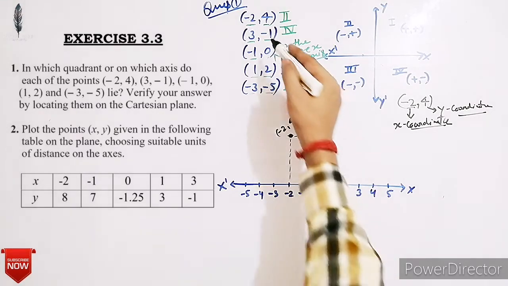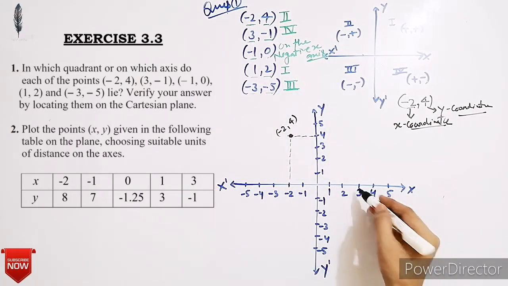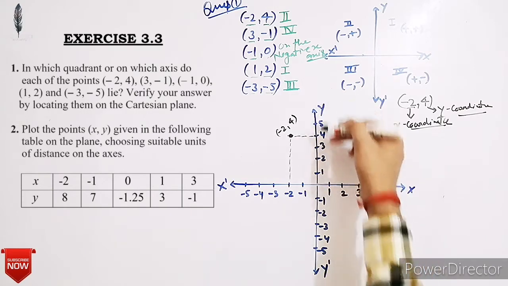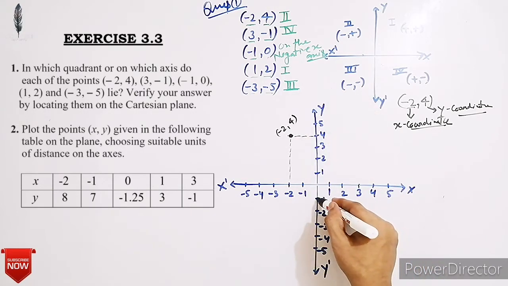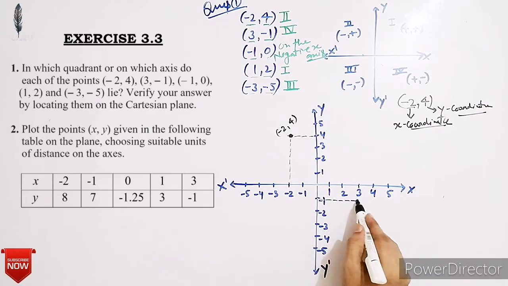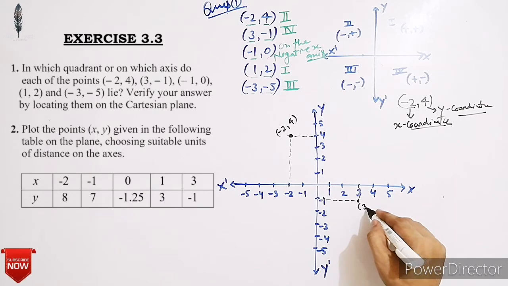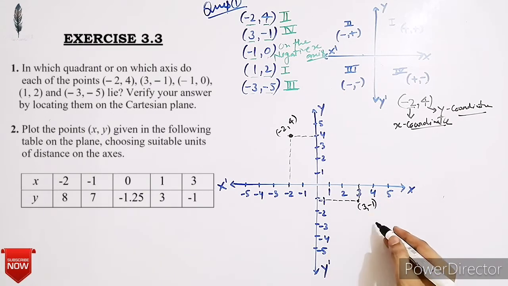Okay, now next one is (3, -1). On x-axis 3 is here and on y-axis -1 is here. So the required point with the coordinates (3, -1) is here. Here we clearly see that (3, -1) lies in the fourth quadrant.